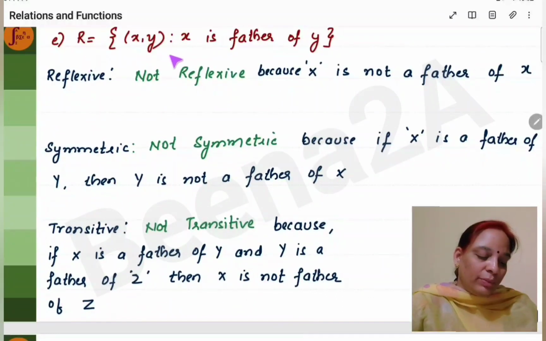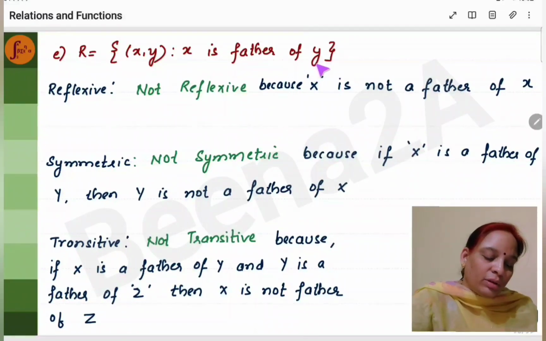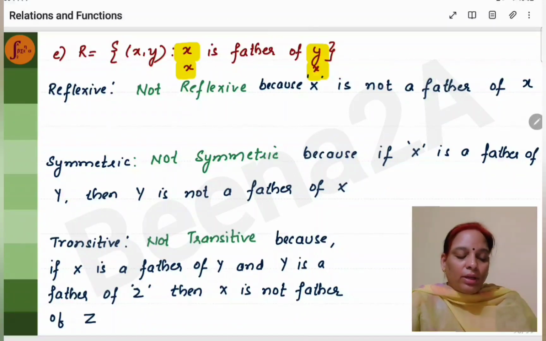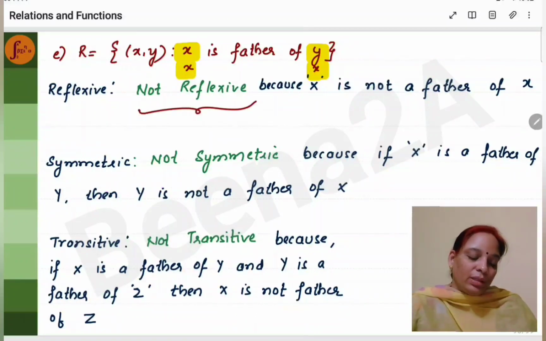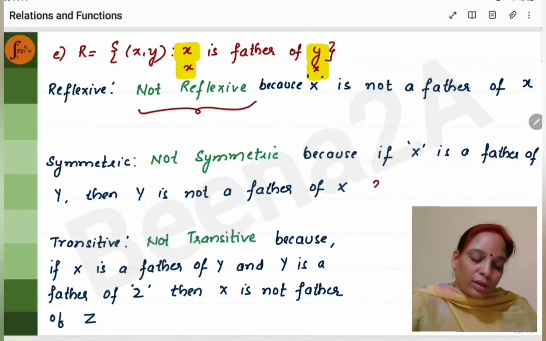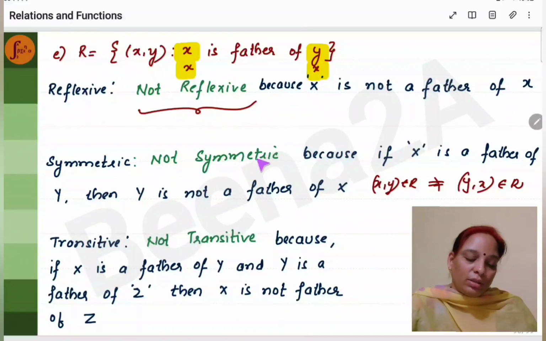Let's take this example. x is father of y, similar to the earlier problem itself. For reflexive, I'll replace y with x. So can x be a father of x? Can x be a father of himself? No, it's not possible at all. Therefore, it's not reflexive. Symmetric. If x is a father of y, then is y a father of x? It cannot be reversed. It's not possible. So I can say (x, y) belongs to R does not imply that (y, x) belongs to R. Therefore, R is not symmetric.